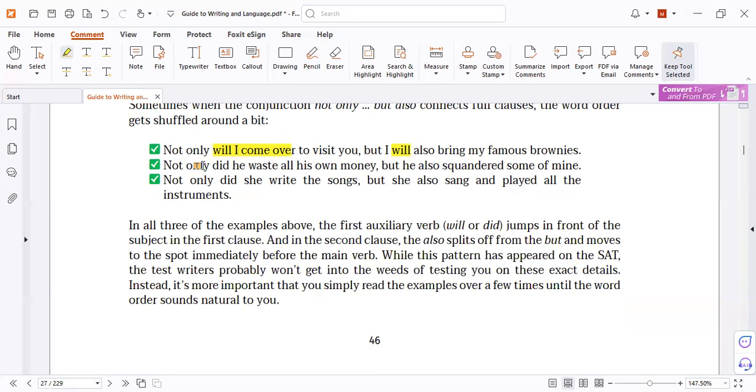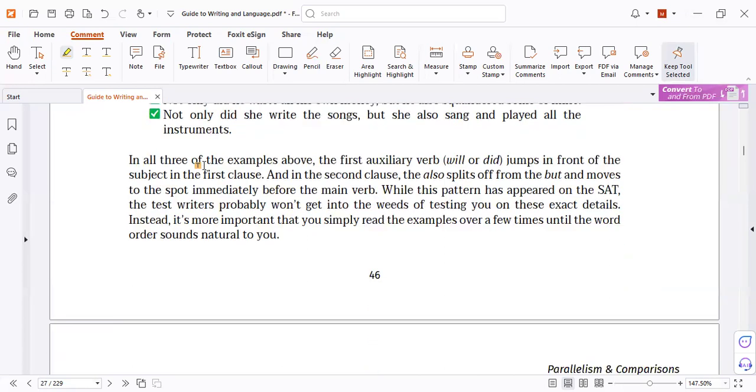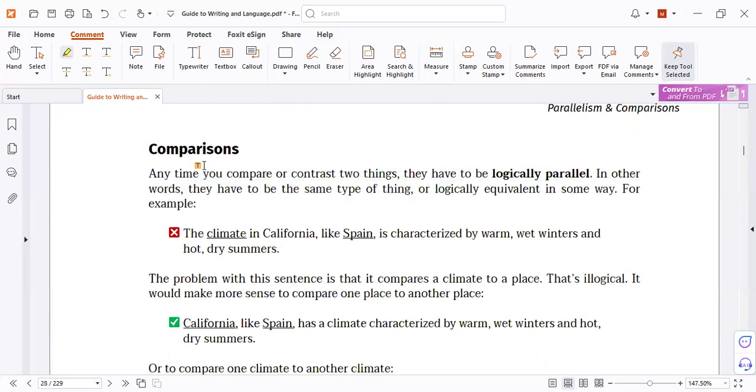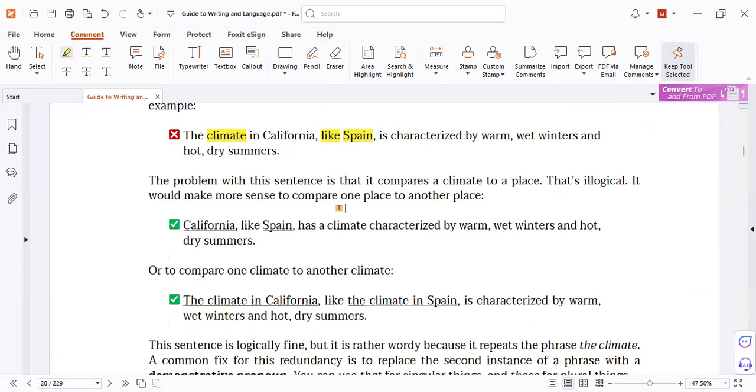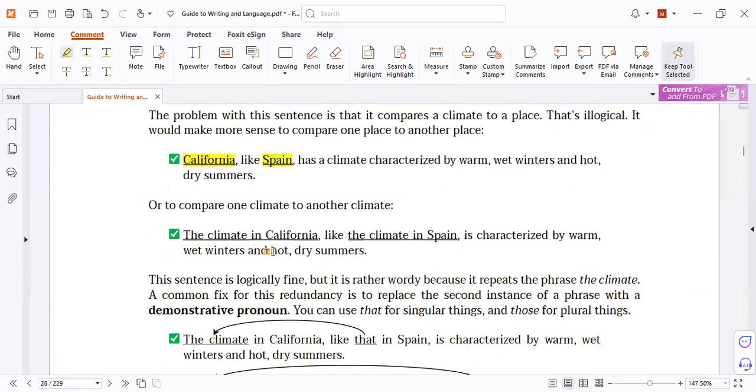Now let's go to see. We have parallelism by using a comparison, and this is the hardest. The climate in California like Spain. So we compare between country and Spain. The abstract noun in Spain, how? But here, California like Spain, country with country, correct? Or repeat it, the climate in California like the climate in Spain, clear?